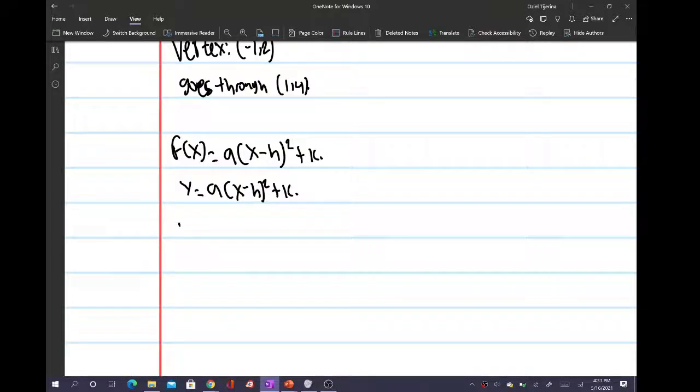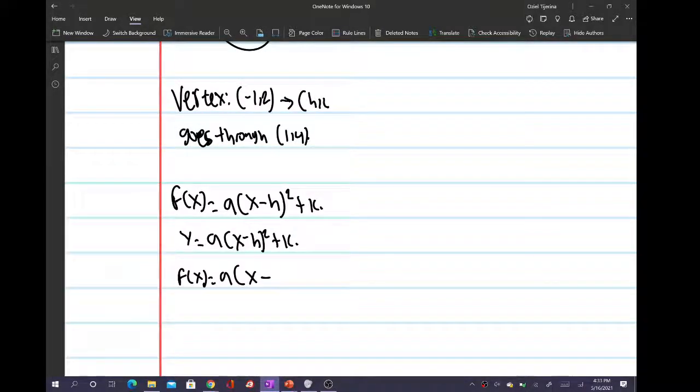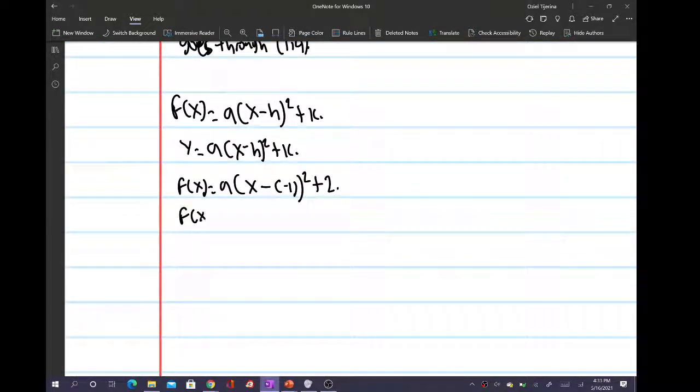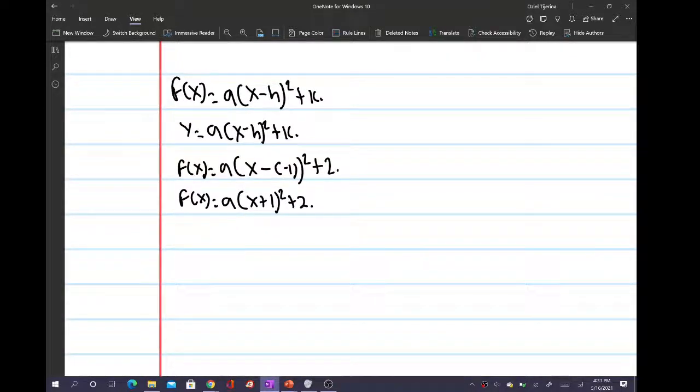We're going to say f of x is equal to a times the quantity x minus, and again, the vertex is h, k, right? So we're going to say x minus negative 1 squared plus 2. So it's going to be f of x equals a times the quantity x plus 1 squared plus 2. So basically this is what f of x is.